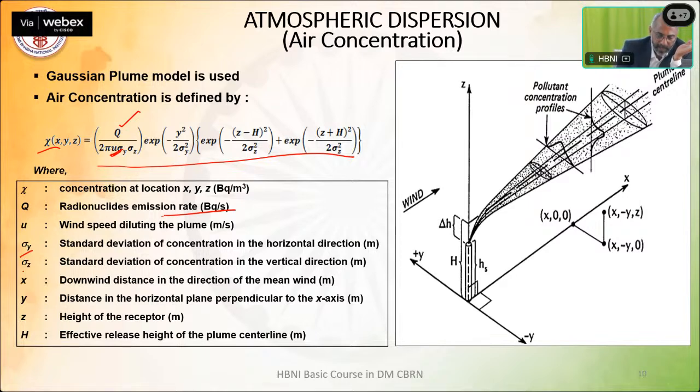Those parameters you will have to estimate, and the downwind distance in the direction of mean wind. The downwind distance is important, that is, to what distance the wind is traveling. The distance in the horizontal plane perpendicular to the x-axis is also a variable, along with the height of the receptor and the effective release height of the plume center line. It is all explained here. See, this is the plume center line.